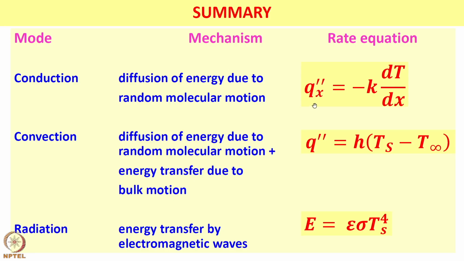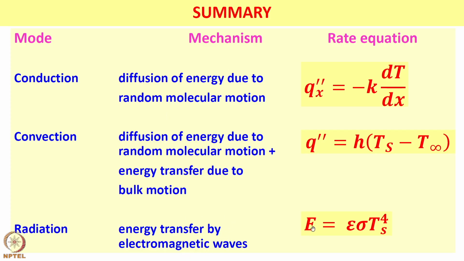So, conduction essentially is because of diffusion of energy due to random molecular motion, and the governing rate equation is Q double prime. The subscript x means it is in the x direction, K is the thermal conductivity, and this is in terms of heat flux, watt per meter square. So, minus K dT by dx. Q double prime for convection is h into Ts minus T infinity, and we said convection is nothing but diffusion of energy due to the random molecular motion and bulk motion. So, it is conduction plus bulk motion of the fluid, and radiation of course is energy transfer by electromagnetic waves.